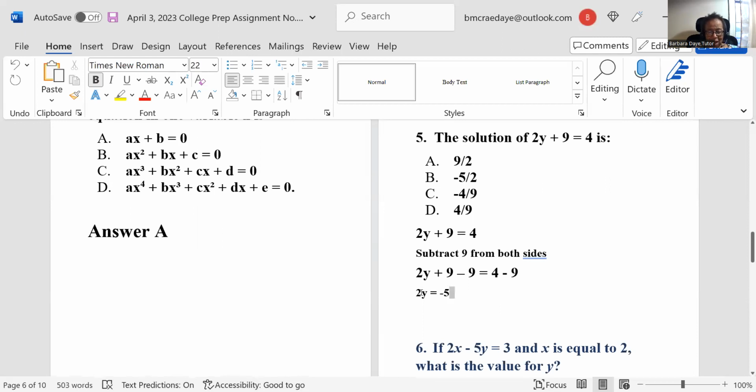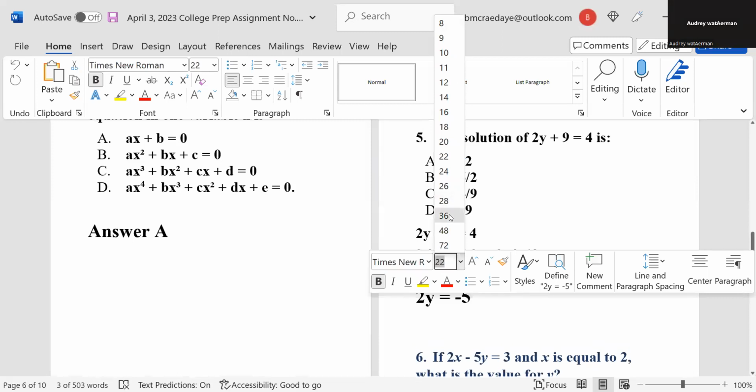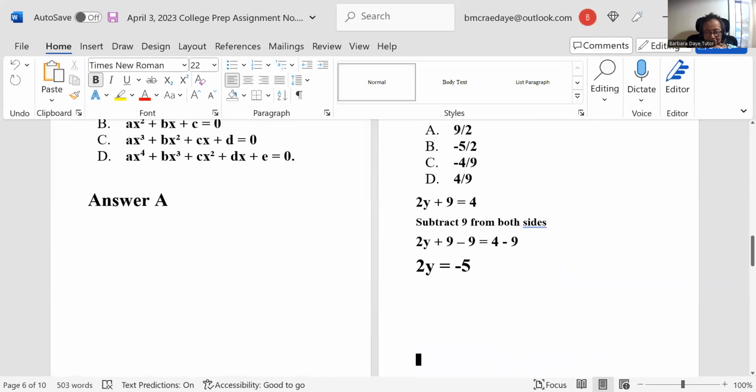Now, Maureen, we want to solve for the y. What do we do? 2y is, what operation is 2y? Multiply. That's it. What's the opposite of multiplication? Divide. That's it. So what do we divide by? No. The 2. The y is with the 2. So we divide both sides by 2.